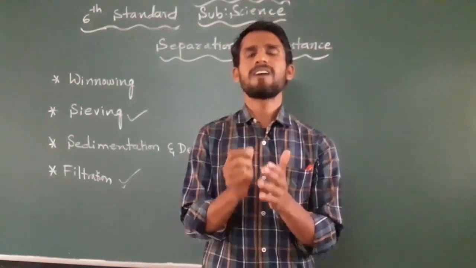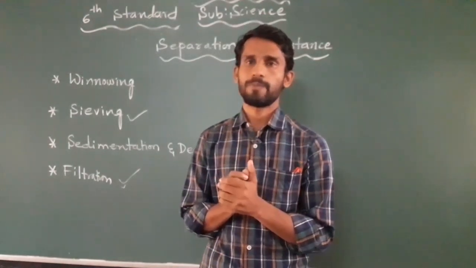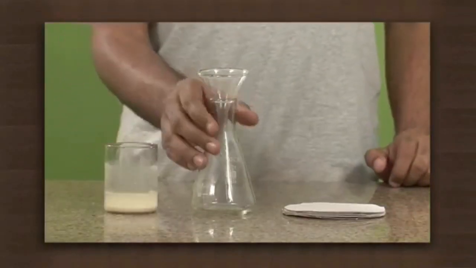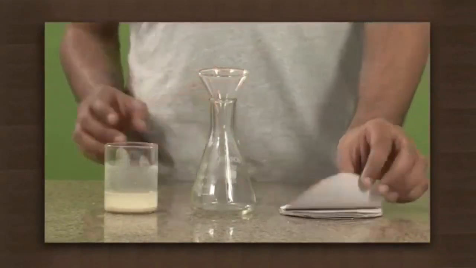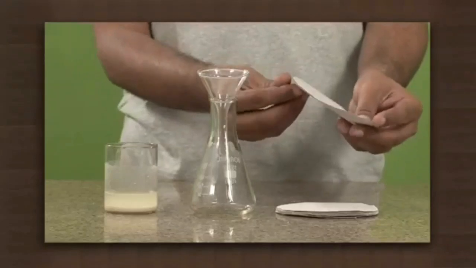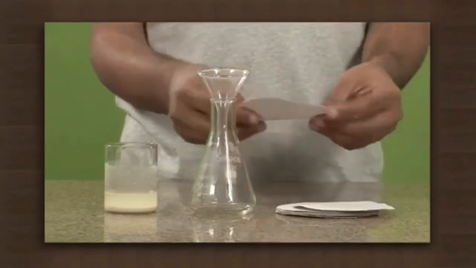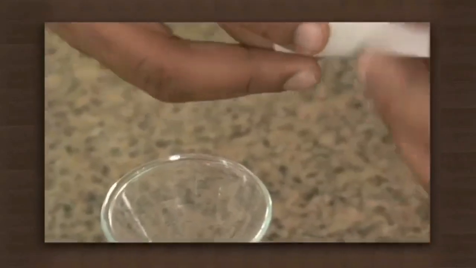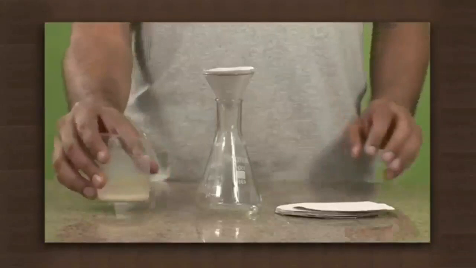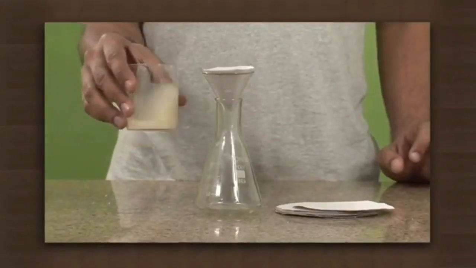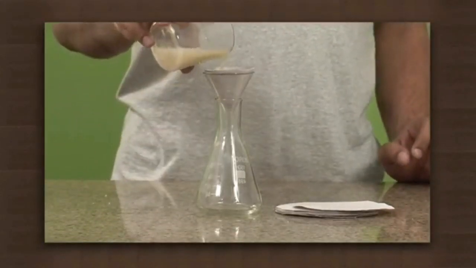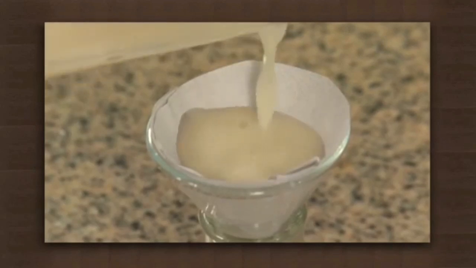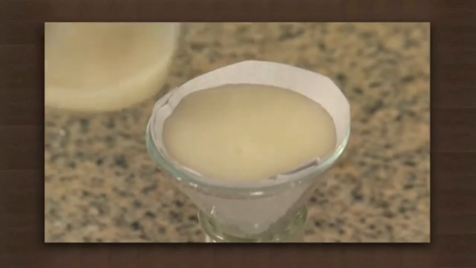Friends, you watch this video. We need a mixture of wheat flour and water, a conical flask, a funnel, and a filter paper. Fold the filter paper in the form of a cone and fix it on the funnel. Pour the mixture of wheat flour and water on the filter paper. Wait and observe.